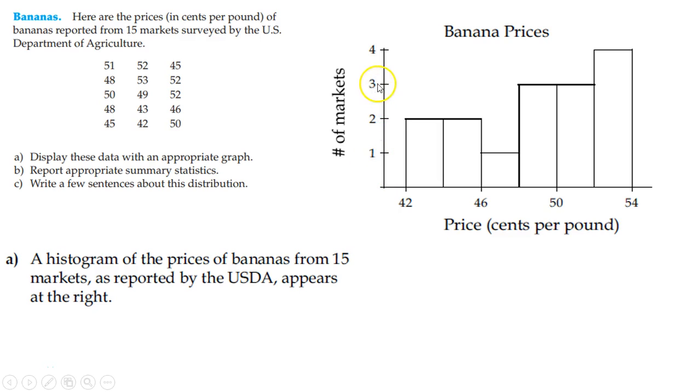The number of markets, right? Because let's face it here, and this is price per pound. So this is the price per pound as we're looking at this, and there are 15 total markets, right? So 1, 2, 3, 4, 5, 6, 7, 8, 9, 10, 11, and then there's 15. So there's 15 total markets in each range, basically, and it says display these graphs, and I don't know if you could say that any are reportedly skewed or not, but it says a histogram of the prices from the 15 markets as reported appears at the right.